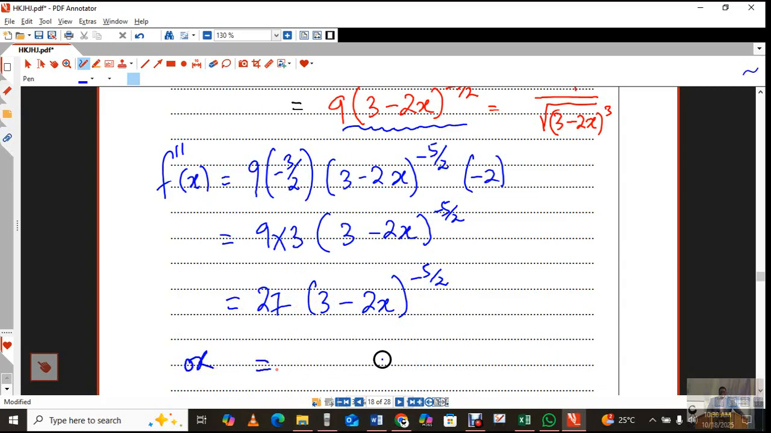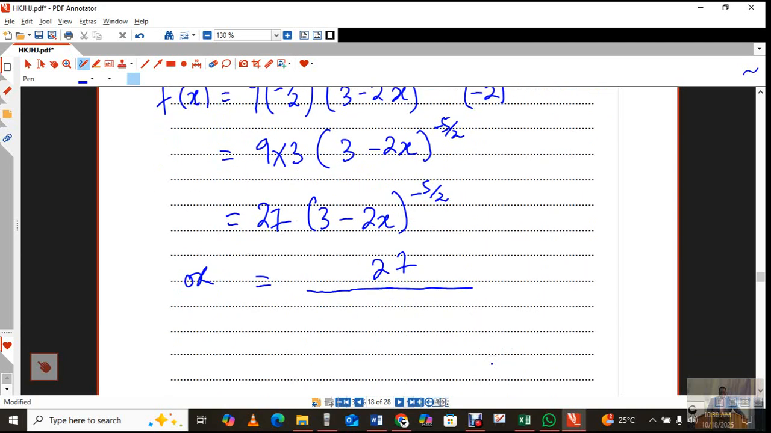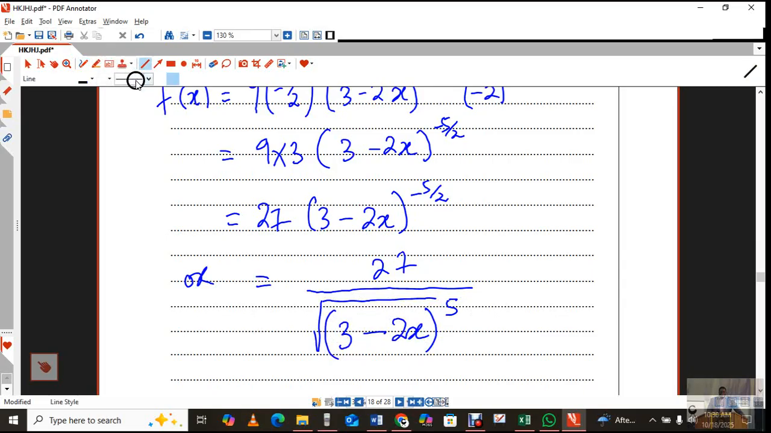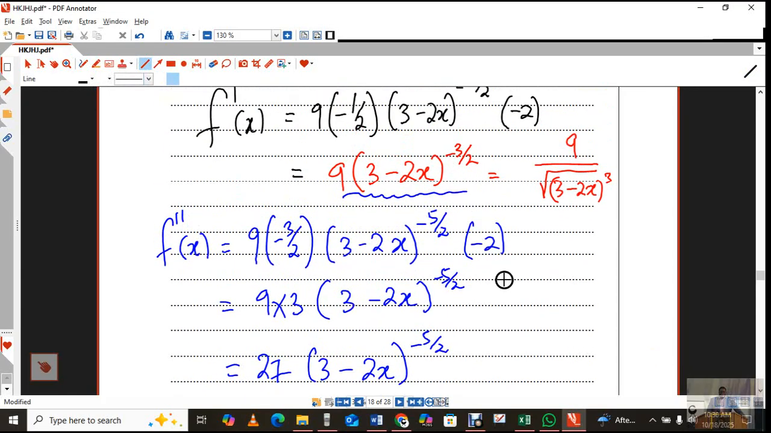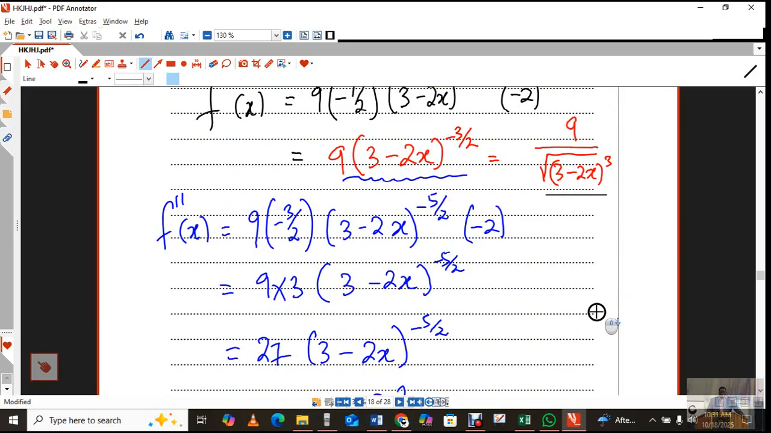Or you can leave it as 27 all over the square root of (3 minus 2x), raised to the power of 5. So these are your two possibilities. This is your second derivative, and the other one over here is your first derivative. Okay, that one is your first derivative.